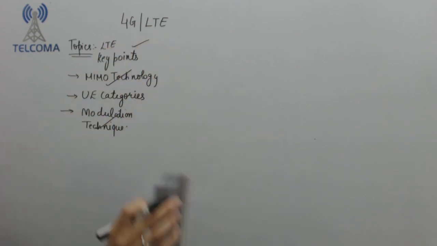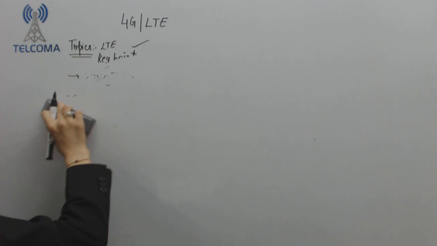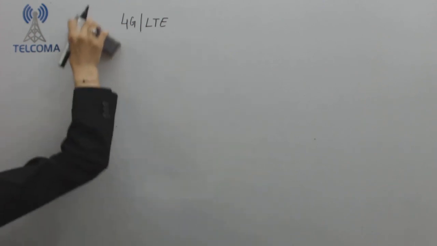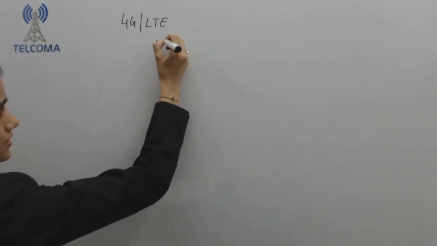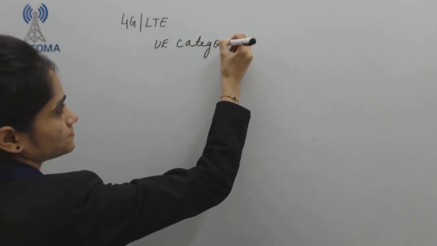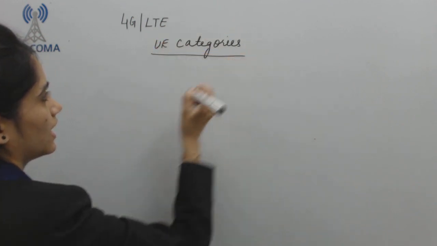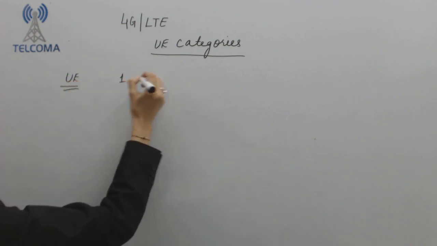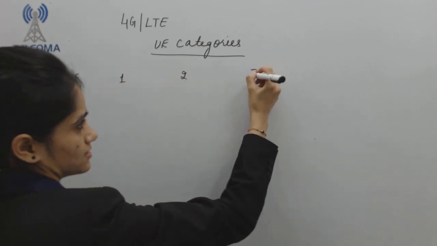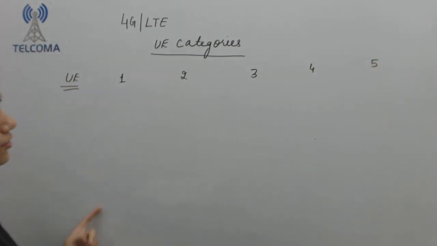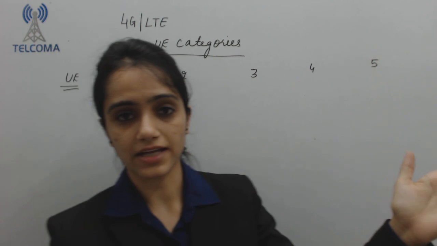Now the next is UE categories. UE is user equipment. Now user equipment is also divided into number of categories. Like this is UE categories, that means user equipment category. Now I have divided this into main 5 categories: UE category 1, 2, and so on up to 5.